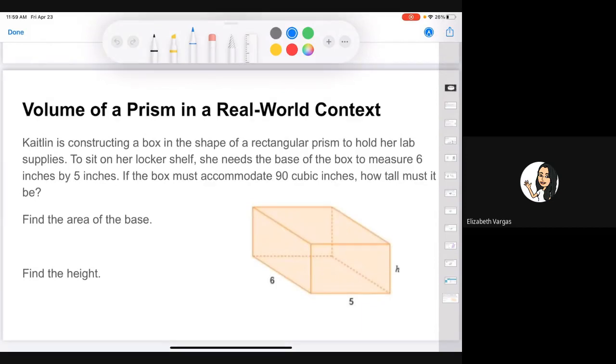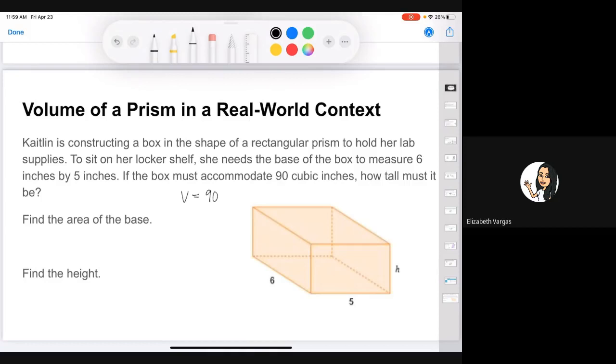So here's just one more example. It says Caitlin is constructing a box in the shape of a rectangular prism to hold her lab supplies. To sit on her locker shelf, she needs the base of the box to measure 6 inches by 5 inches. If the box must accommodate 90 cubic inches, how tall must it be? So I want to identify what the height of my box must be if I know that my volume is equal to 90 cubic inches.